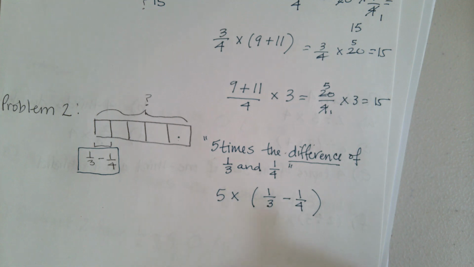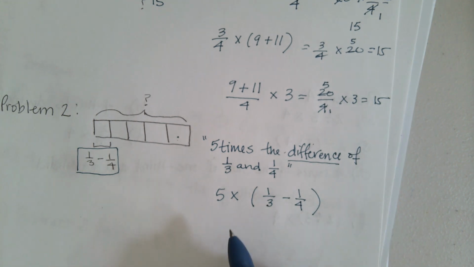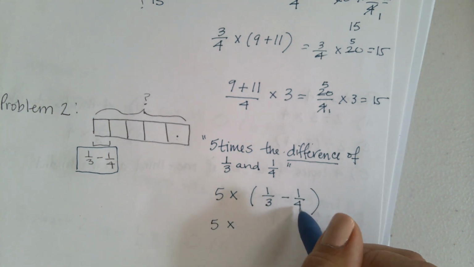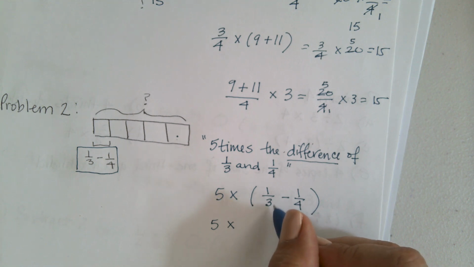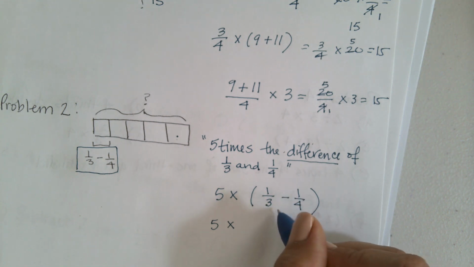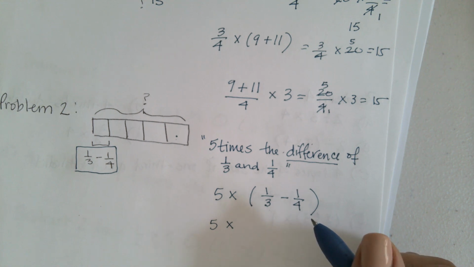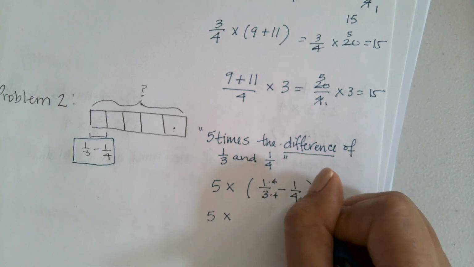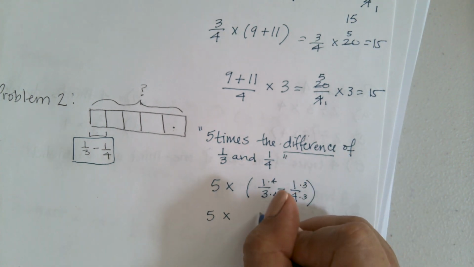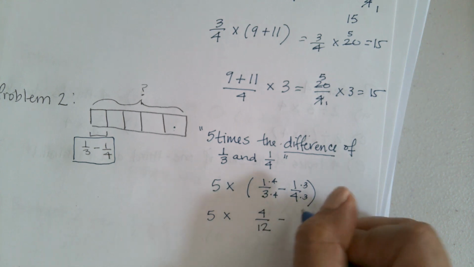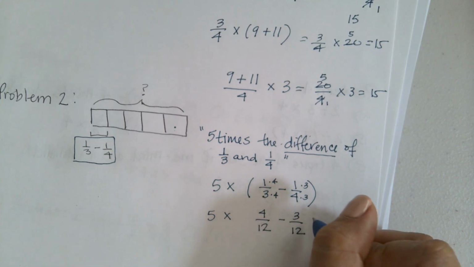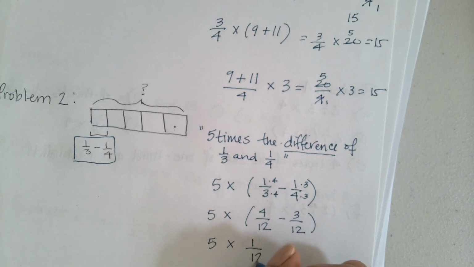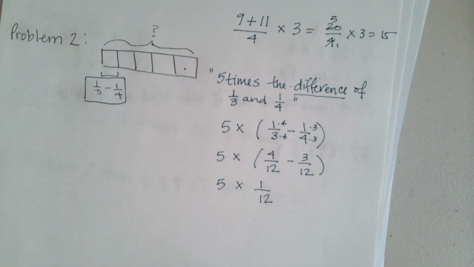Of 1/3 and 1/4. So before we can do anything, we are going to go ahead and solve 1/3 subtract 1/4. Can you subtract two fractions that don't have the same denominator? No, you have to create a common denominator, right? So I'm going to multiply by 4 here, and multiply by 3 here, and I'm going to get 4/12 subtract 3/12, right? So 5 times 1/12. Are you with me?